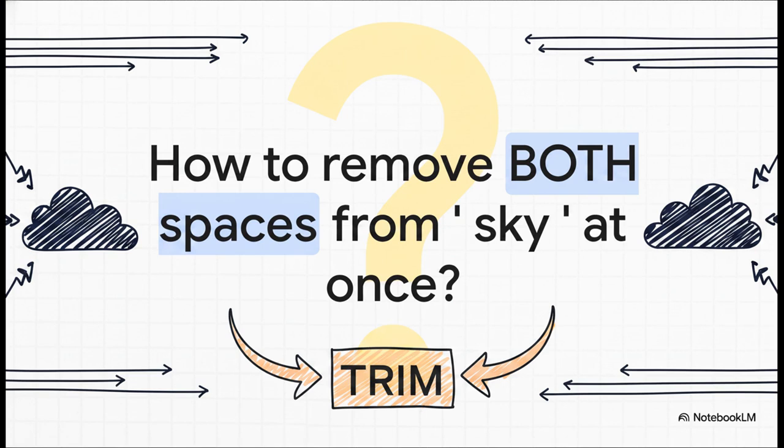But here's your next pop quiz. What if you want a shortcut? What if you don't want to write 2 separate functions to remove unwanted spaces from both the left and the right sides of our sky string all at once? Which function are you going to use? Well, the answer is just simply trim.